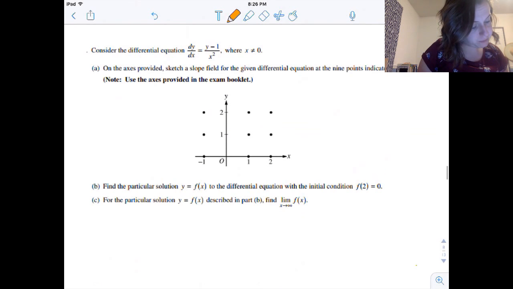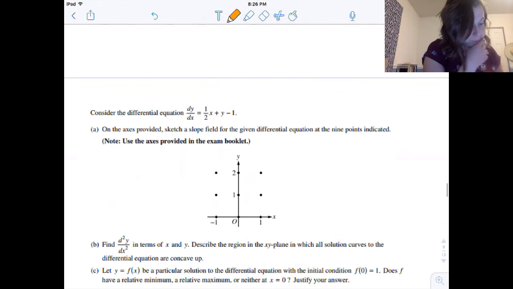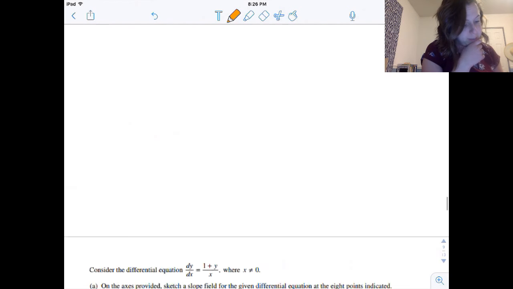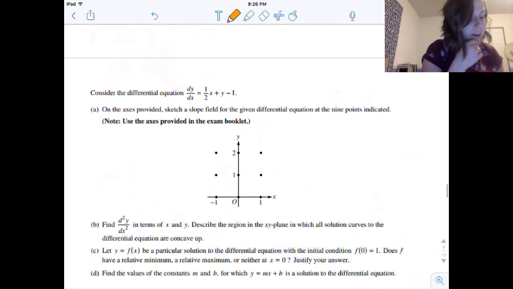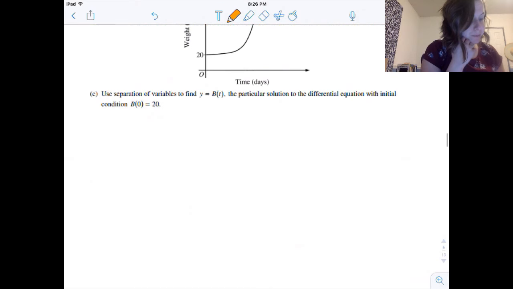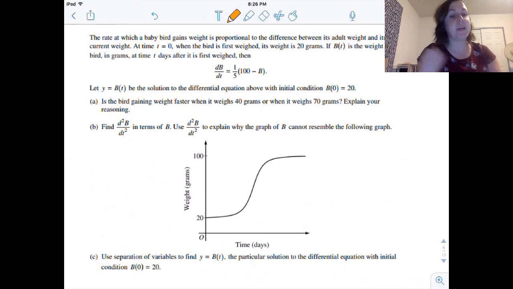Okay. So, we did that one. We've done one like that. Okay. Let's look at this baby bird one. Okay, the rate at which a baby bird gains weight. This is another kind of application one. So the rate at which a baby bird gains weight is proportional to the difference between its adult weight and its current weight. Okay, proportional to the difference. They give you the differential equation.